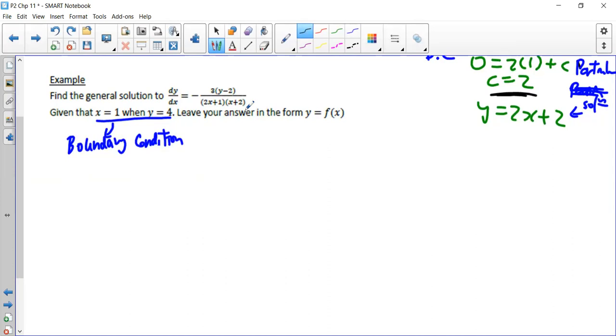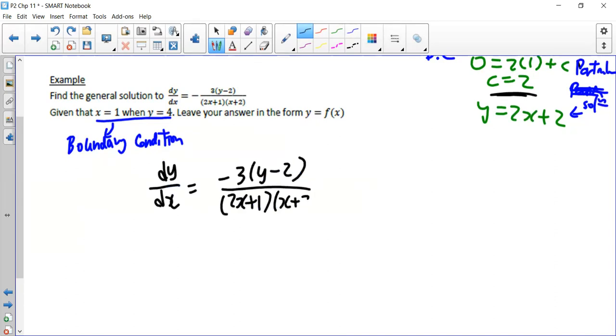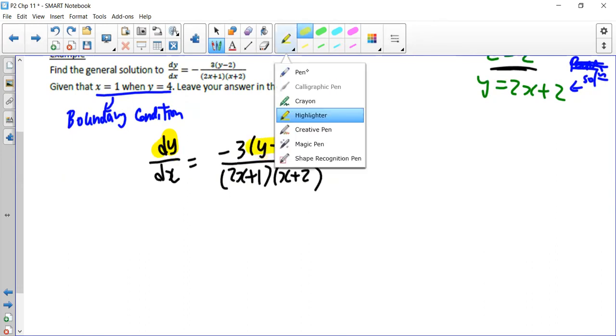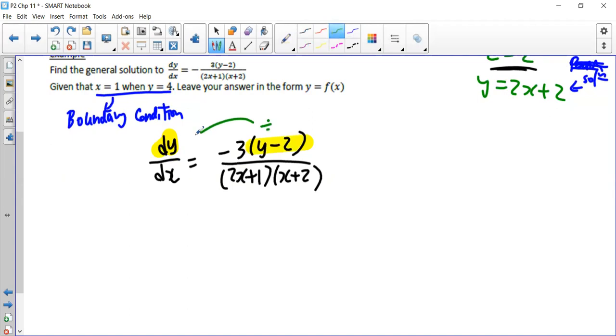So I'll rewrite the question first of all. Then I can decide what goes on the left, what goes on the right. Now there are options in here you can do. First of all, y, I'll use yellow for the y. dy on the left hand side. The y minus 2 must go on the left hand side. So I know this has to divide the left hand side.